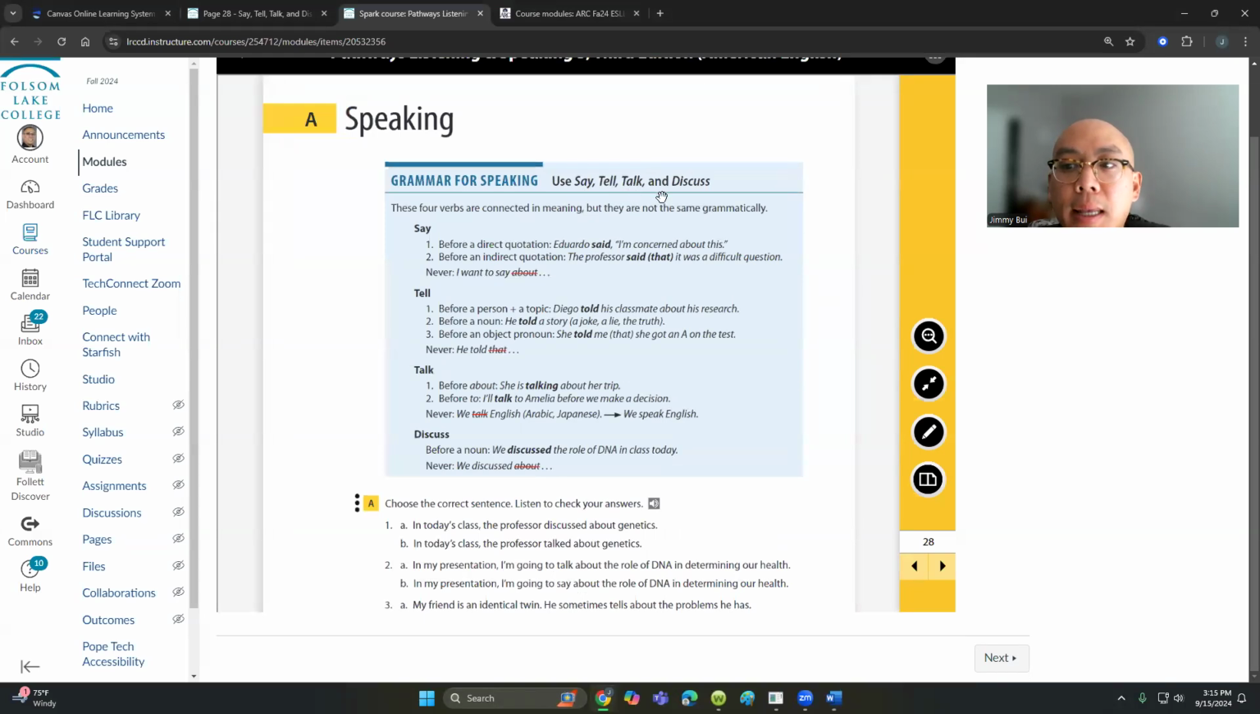Use say, tell, talk, and discuss. These four verbs are connected in meaning, but they are not the same grammatically. To use say, tell, talk, and discuss, the tense can be changed, okay? So, for example, say, said is past tense. Tell, told is past tense. Talking is present continuous. Talk is base form. This is simple future, and discussed is past tense. So the tense can be changed.